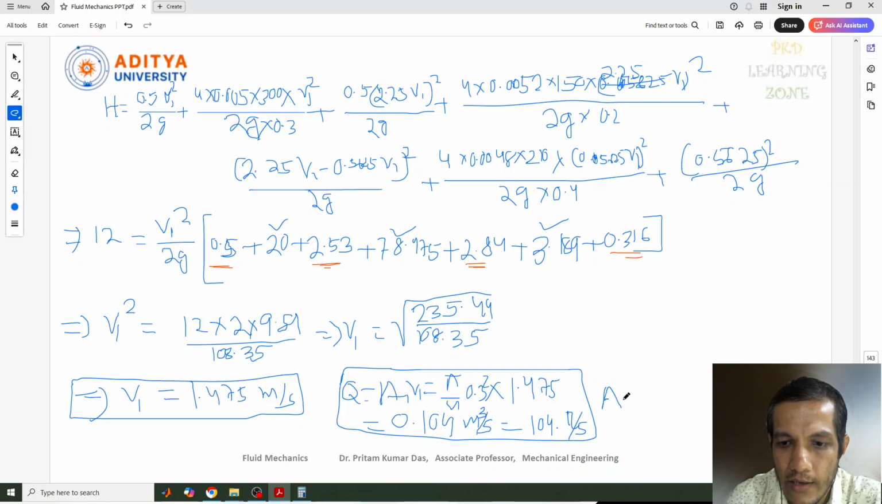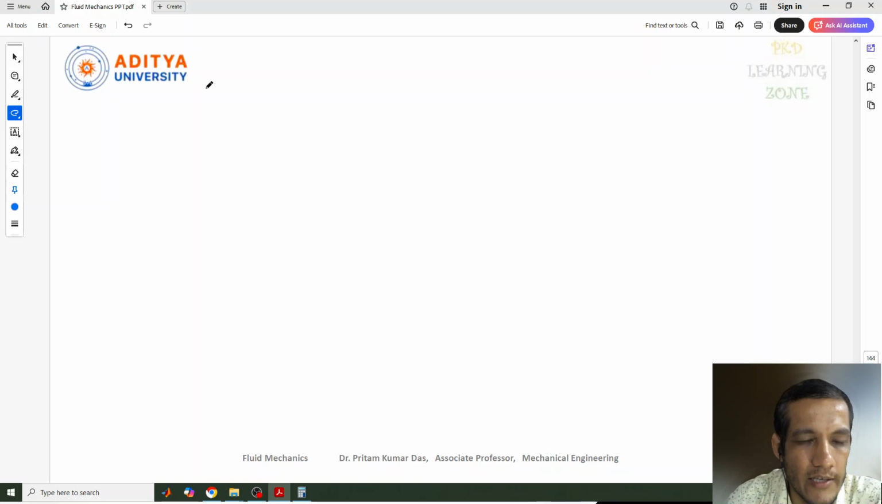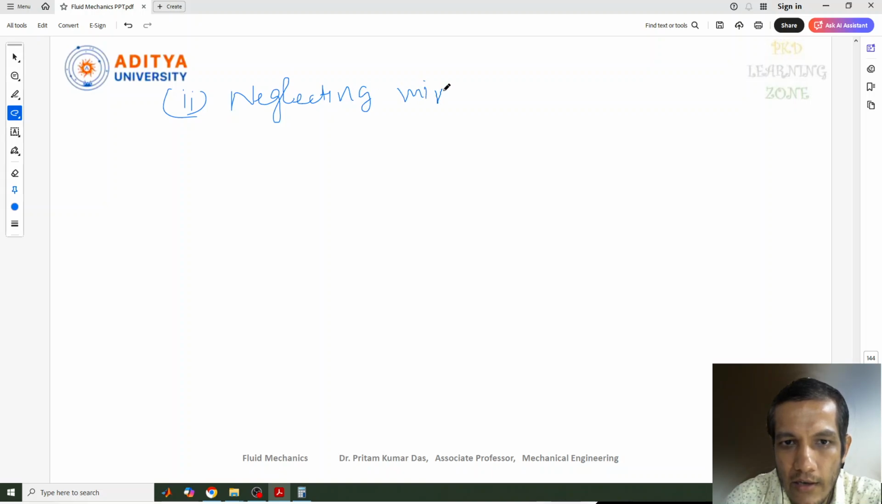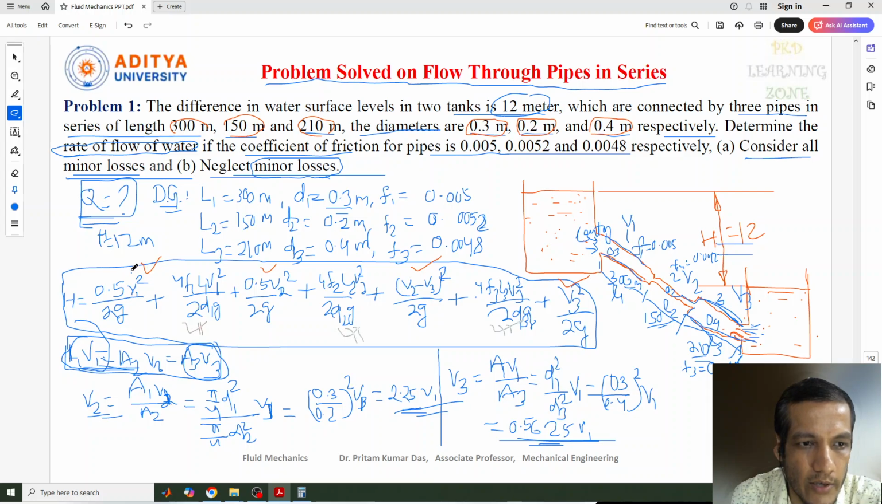This is one answer. Now the second question is given: neglect the minor losses. So second thing we can write, by neglecting the minor losses, directly I'll take the value from the previous one. That means h equal to, this portion will not be there, the minor losses part will not be there, so only major losses will be there. Okay, neglecting the minor losses.